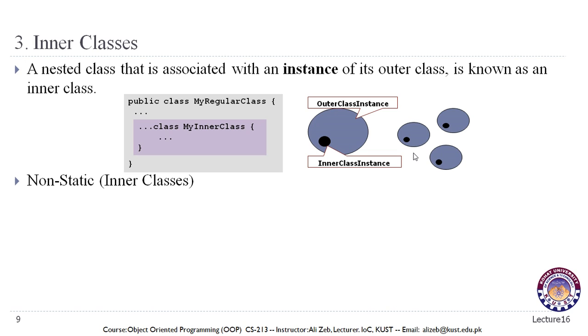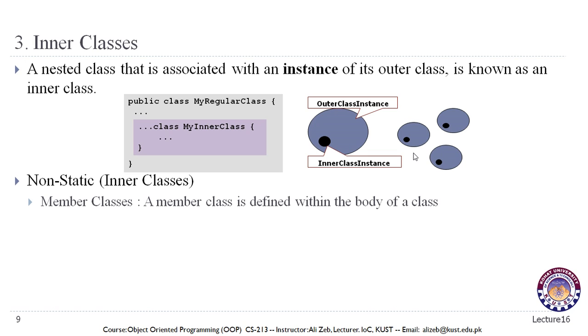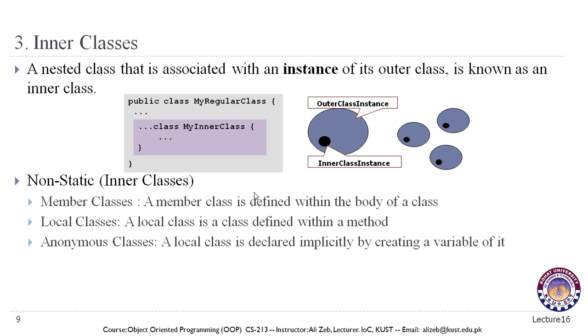These are non-static and can be of type member classes. A member class is defined within the body of a class, as we can see over here. Then we can have local classes. A local class is a class defined within a method. Then we can have anonymous classes. An anonymous class is declared implicitly by creating a variable of it.